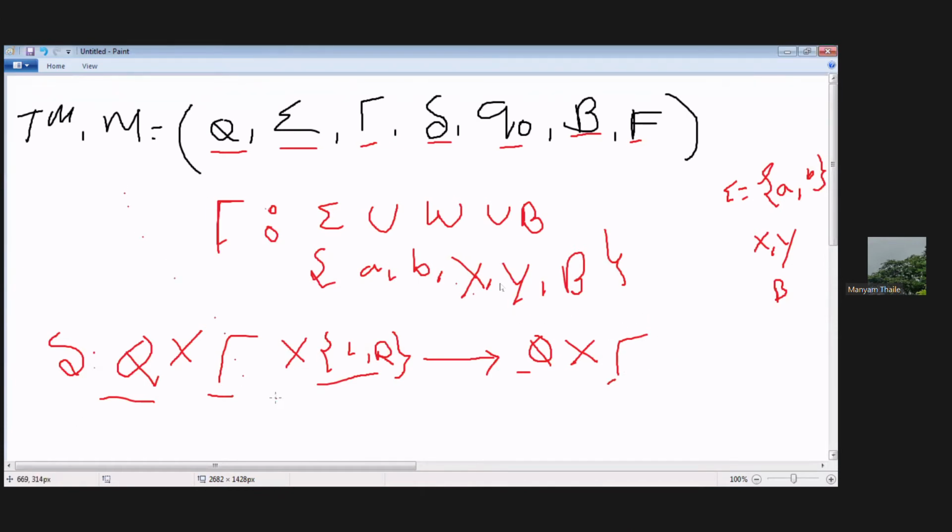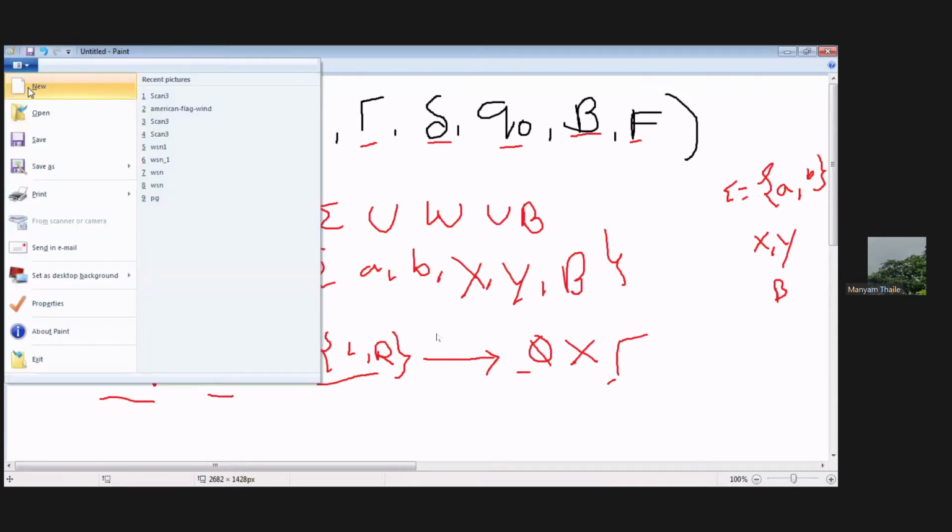So is there any doubt in this transition function? If you do not understand this one, you can understand it in the example. So now we will see some examples.